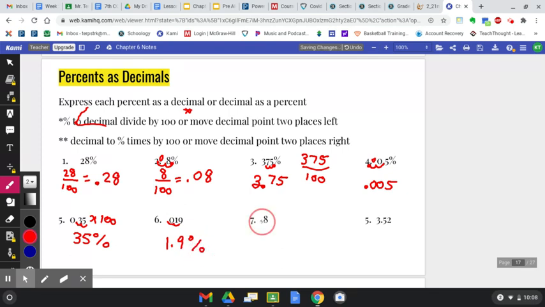Here, 0.8, I move that 1, 2, right? There's a missing digit there, so I put a 0 in. That would be 80%. Here, move that 2 to the right. That would be 352%. Okay, so to turn into a decimal, we divide by 100. To turn into a percent, we times by 100.